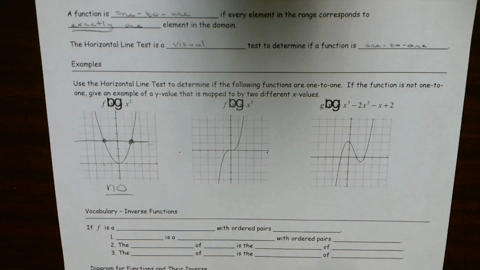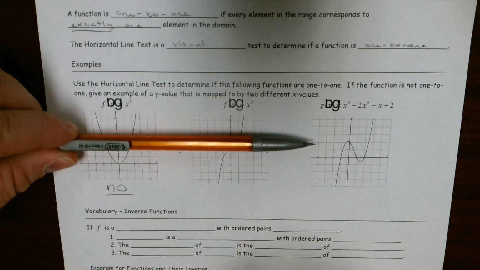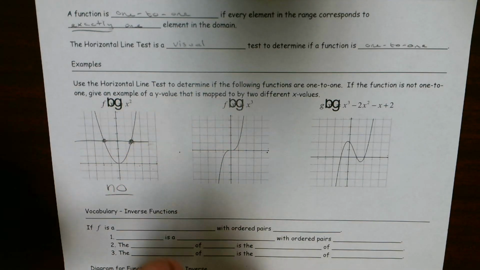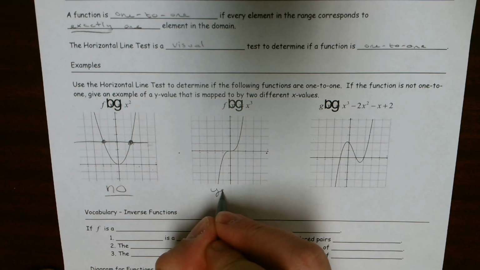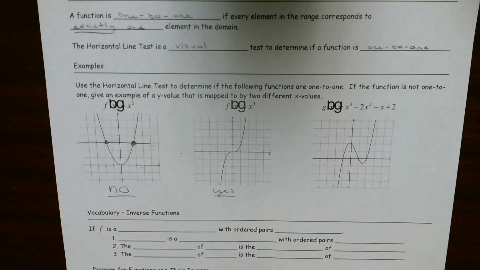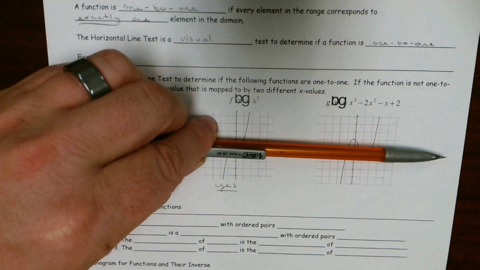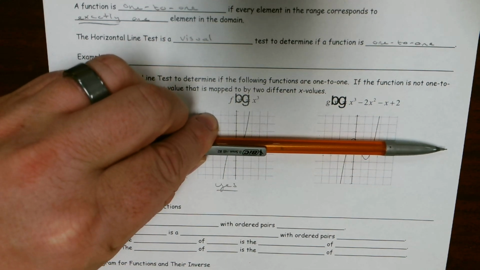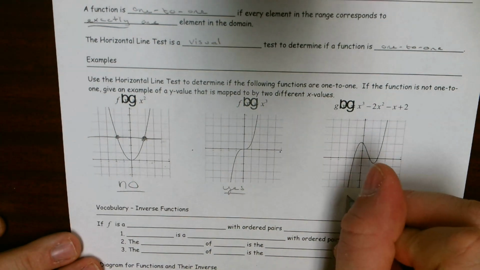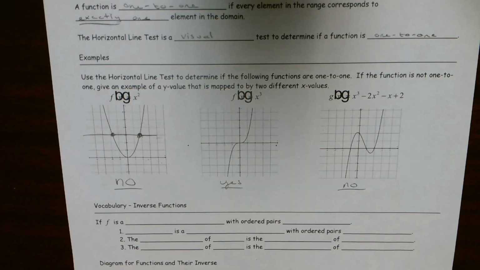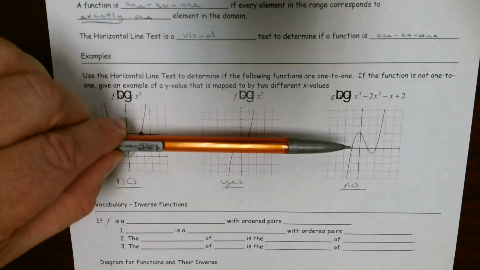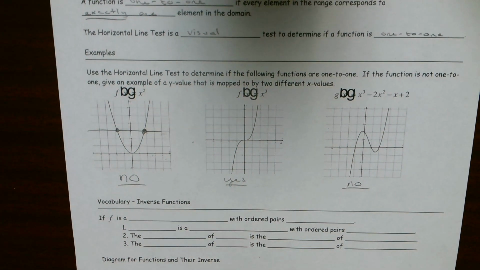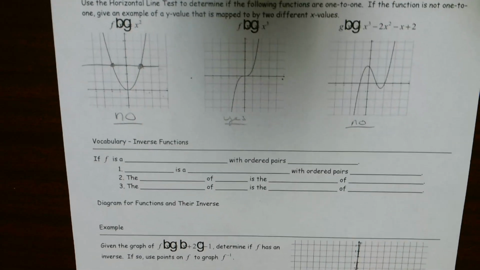one-to-one. This next one we can run a horizontal line through anywhere we want, and we're only going to hit the function one time. So it is one-to-one. And lastly, this function right here, we run a horizontal line through somewhere in the middle there. We're going to hit it more than once. So it is not one-to-one. The horizontal line test is very similar to the vertical line test, except we're using horizontal lines.